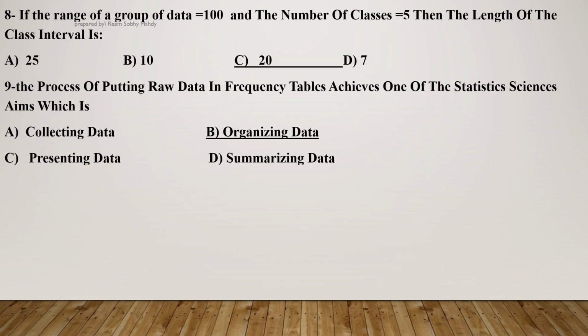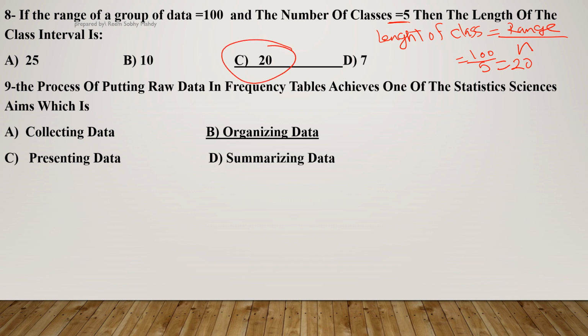The range of a group of data equals 100, and the number of classes equals 5. Then the length of the class intervals equals the range over the number of classes, and this equals 100 over 5, which means 20. So the correct answer is C.